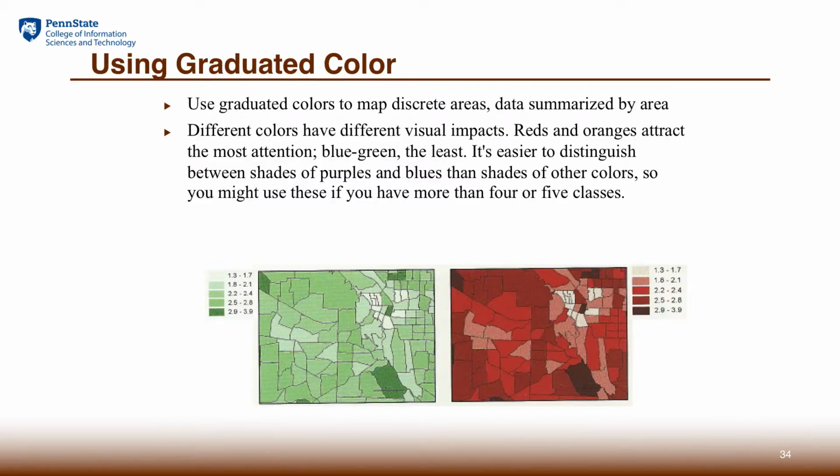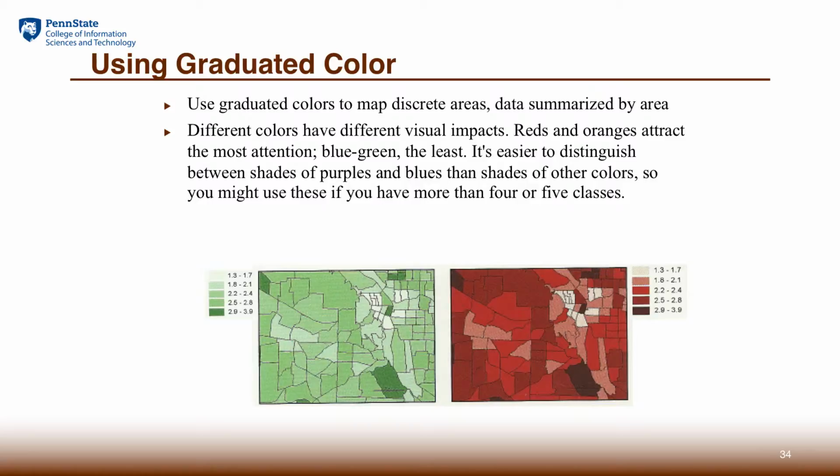Graduated color is very useful to symbolize areal features that have summarized attributes, for example, population by census tract or precipitation by unit area. These are the kind of things that graduated color is very good at. However, when you choose the color, make sure that you are conscious about the meaning the color brings to people, because different colors may mean different things.